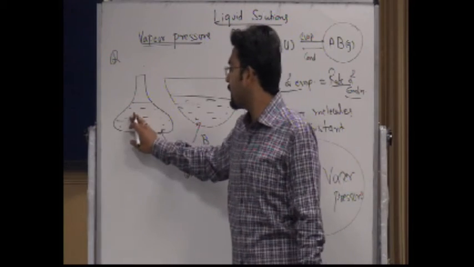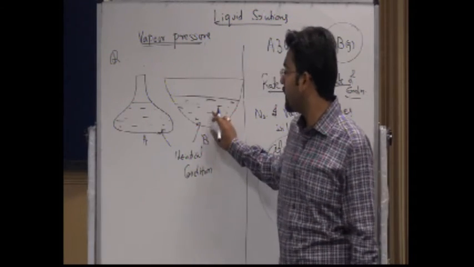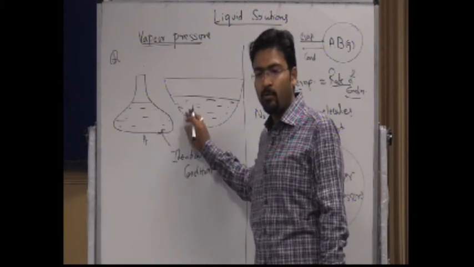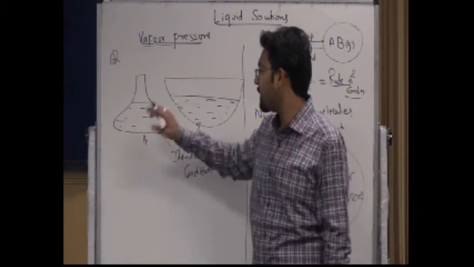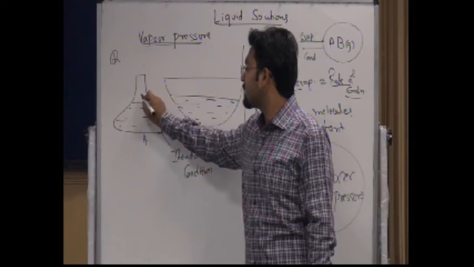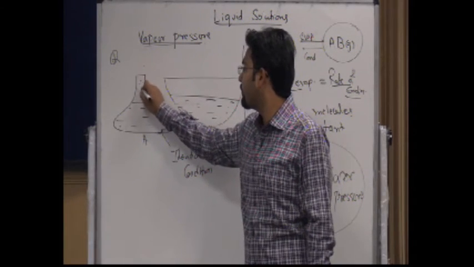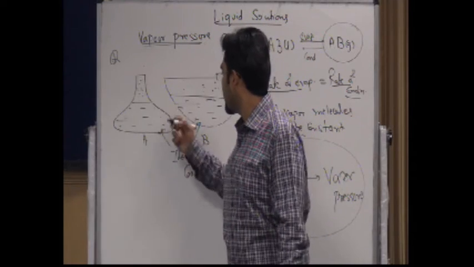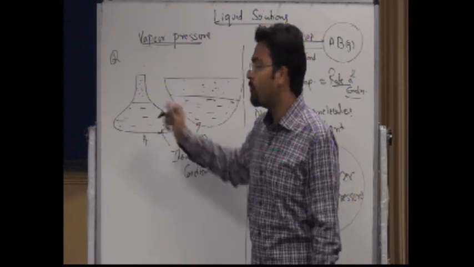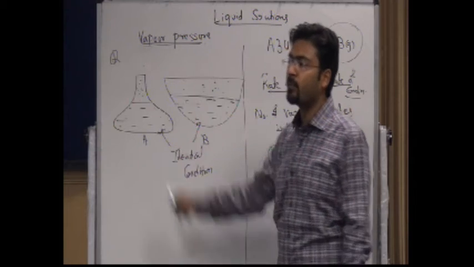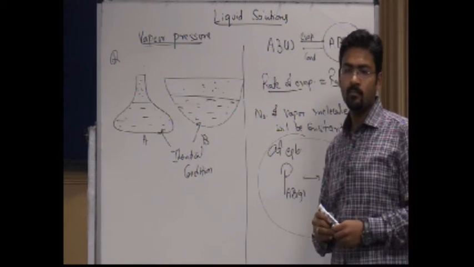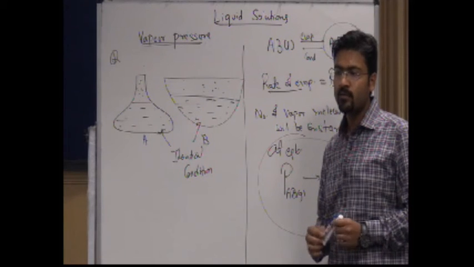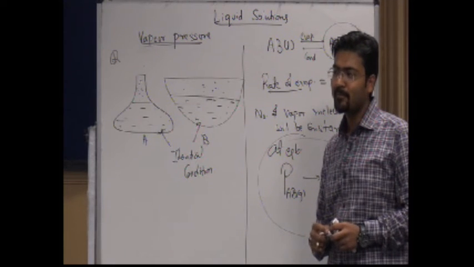So I have a different shape container here, and a different shape container here. Everything else is the same: the temperature, the amount of liquid, the type of liquid taken. We know that it'll form vapors here and it'll form vapors here. Since the liquid is the same, I just want to know which container will have higher vapor pressure, right?